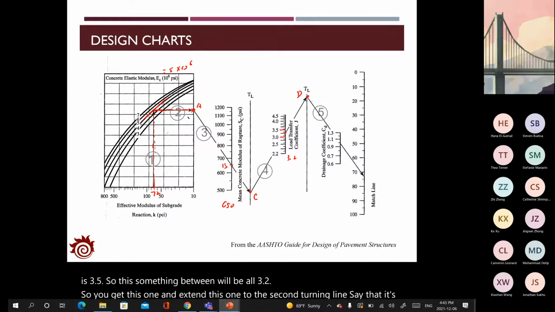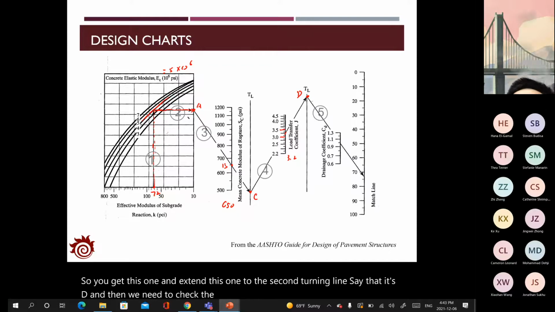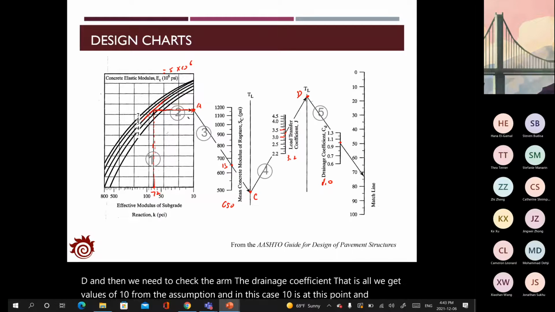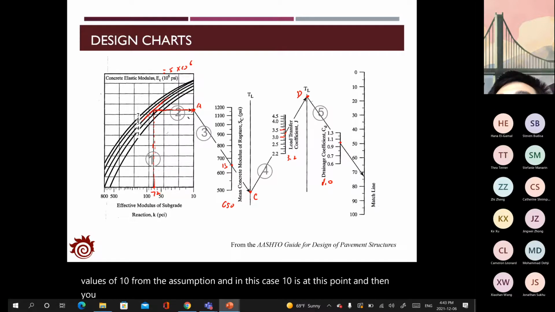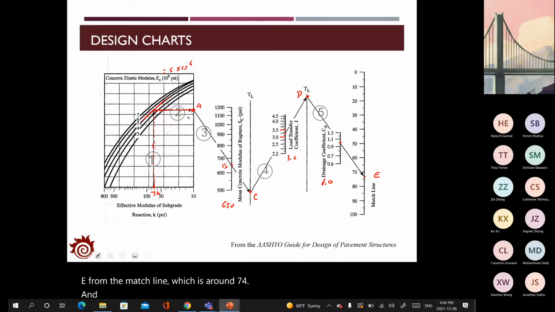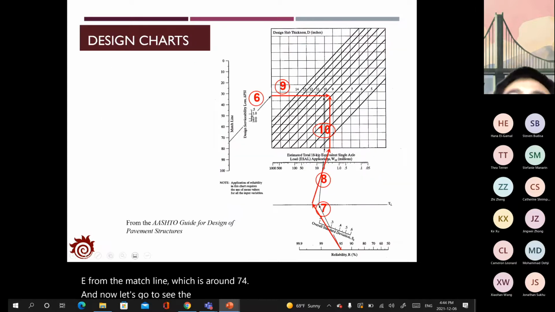And then we need to check the drainage coefficient. We get the value of 1.0 from the assumption, and in this case 1.0 is at this point. Then you draw the line from D and the drainage coefficient, and you get the point E from the match line, which is around 74.